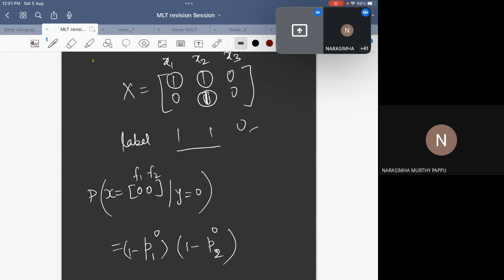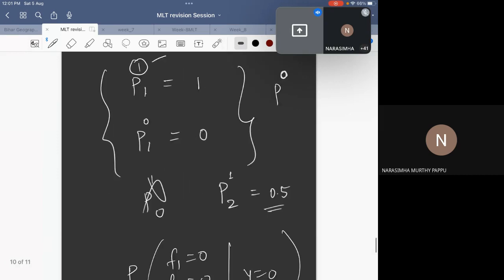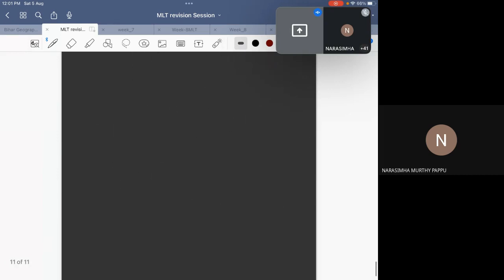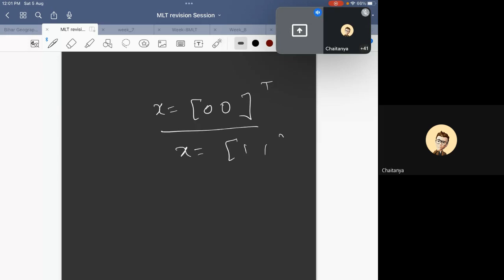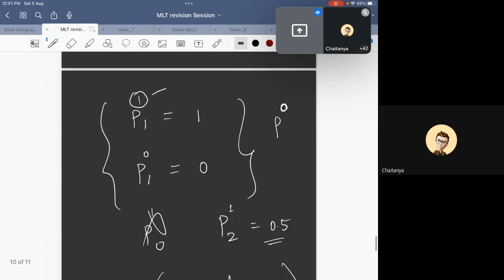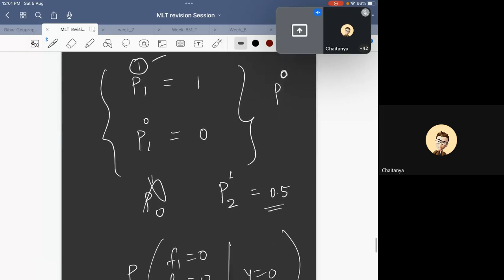Even if you are given the data set like this, don't get confused. P1 is row 1, P2 is row 2. You can be given some x as 1, 1, and if it is written like this also, don't get confused. You can just think of f1 is 1 and f2 is 1. It's just the way of representation. Here the x has been given like this, so the data set is in the form of a transpose.